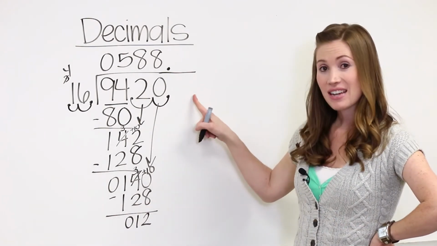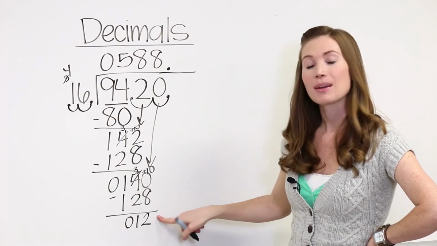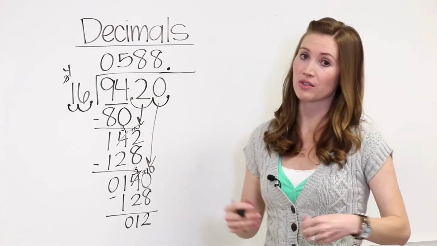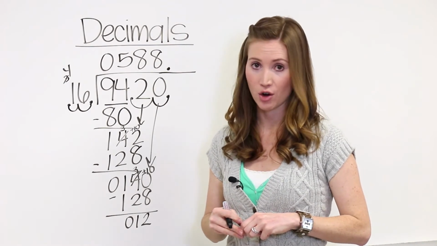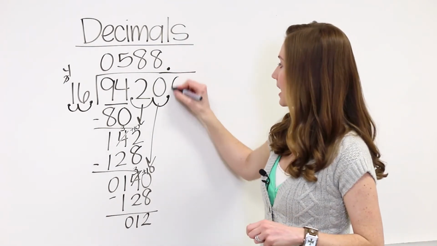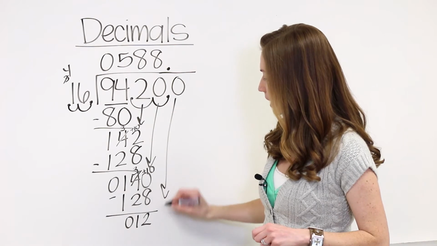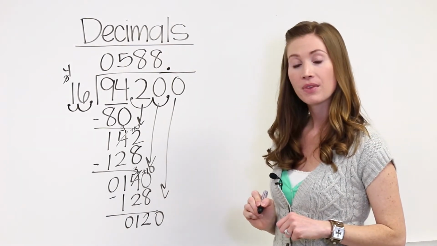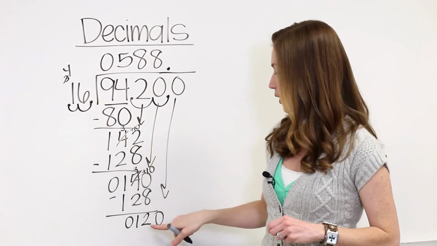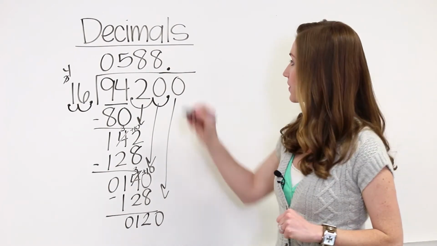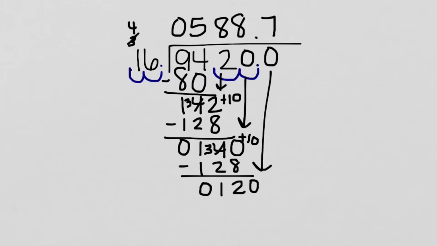Okay, so we're out of numbers, but we still have something remaining. And because we're dividing decimals, we shouldn't have anything left over. So we're going to have to add an additional 0 and continue working out the problem. How many times can 16 go into 120? 7 times. 7 times 6 is 42. We write the 2, carry the 4. 7 times 1 is 7, plus 4 is 11.